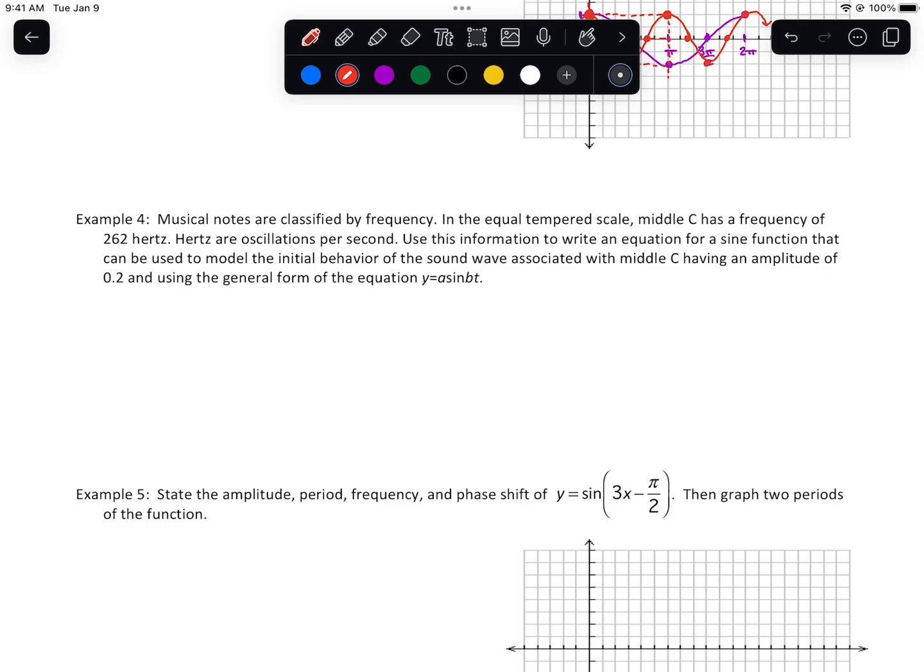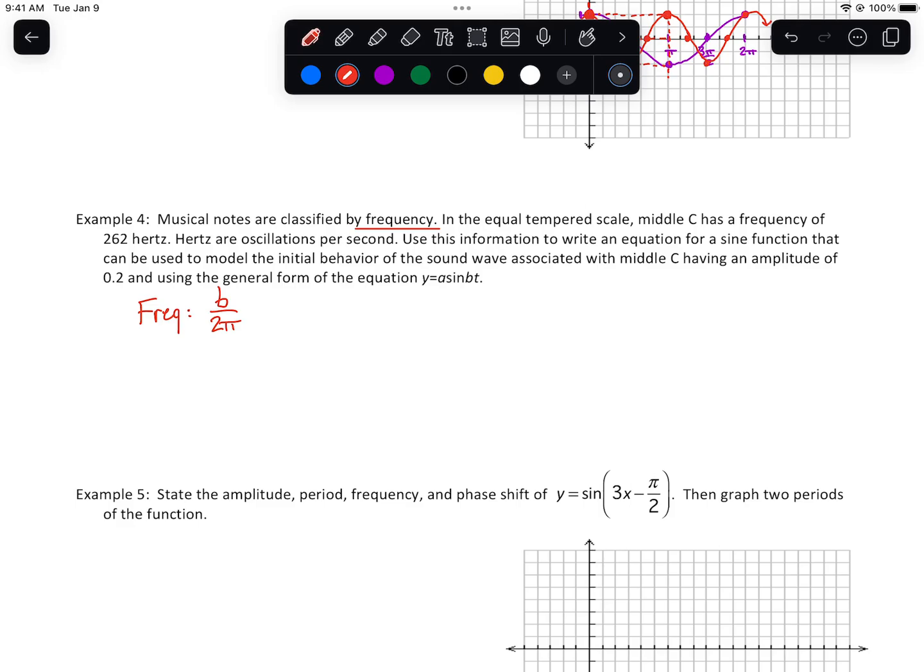Musical notes are classified by frequency, which is tied into something that we've already talked about. Frequency, remember, is typically b over 2 pi instead of 2 pi over b. Apparently middle C has a frequency of 262 hertz. Hertz are oscillations per second. Use this information to write a sine function that can be used to model the behavior of the sound wave associated with middle C, having an amplitude of 0.2.